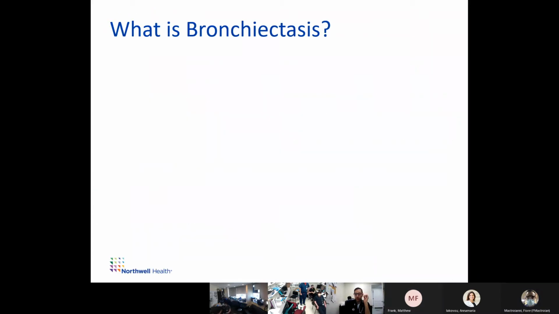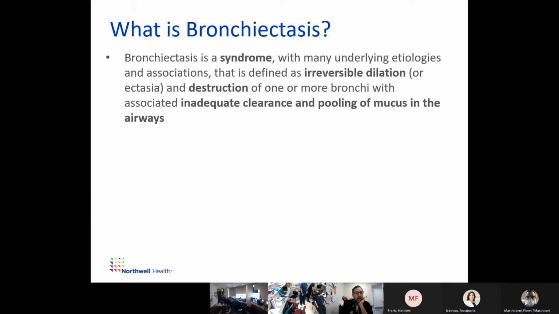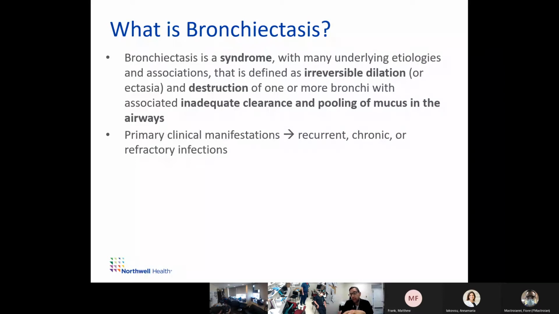So let's talk about what bronchiectasis is, and we're going to talk about all these different forms of bronchiectasis soon. But bronchiectasis is a syndrome. There are many underlying etiologies, and it's associated with ectasia or irreversible dilation of the bronchi, with destruction of one or more bronchi, and associated with inadequate clearance and pooling of mucus in the airways. It usually presents either as recurrent disease or chronic sputum production or refractory episodes or exacerbations, usually due to infections.